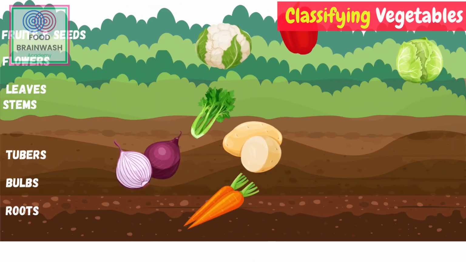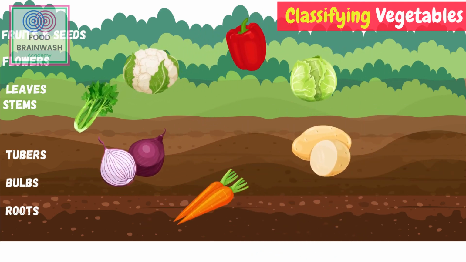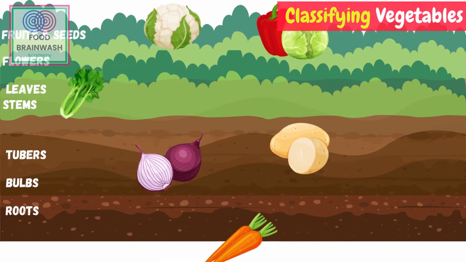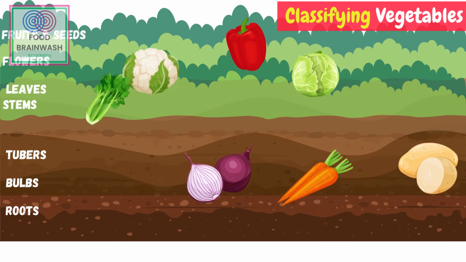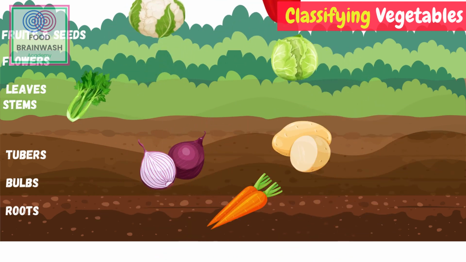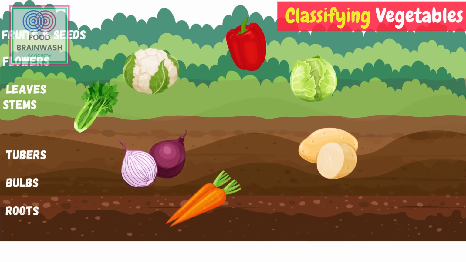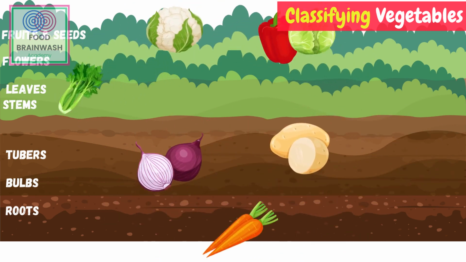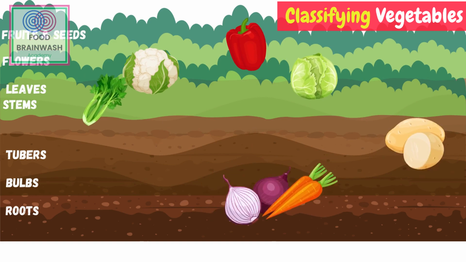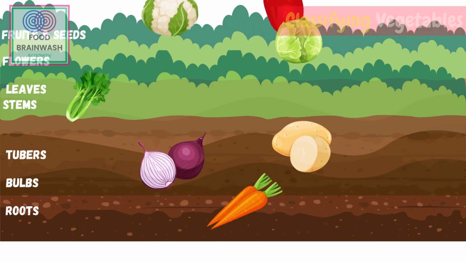Classifying vegetables. Vegetables can be classified according to the part of the plant they represent. Above the ground, fruits and seeds, flowers, leaves and stems. Below ground, tubers, bulbs and roots.